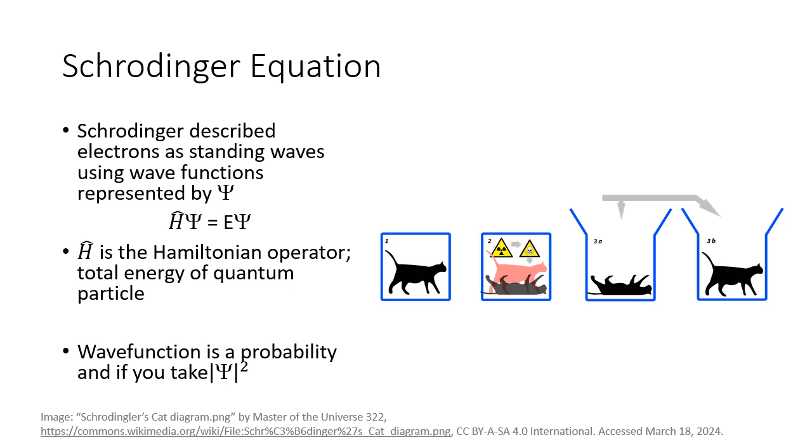So if you place a cat in a box, that's that first box there, with a radioactive material that releases a poison, the probability of the poison being released is 50-50, let's say. The cat has a 50% chance of being alive or dead. And according to Schrodinger, it is both at once. This is known as a superposition. It is 50% alive and 50% dead.